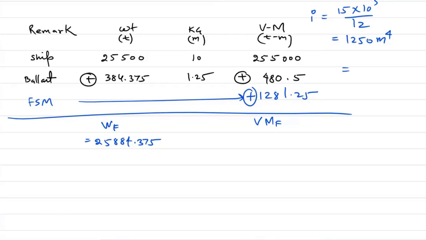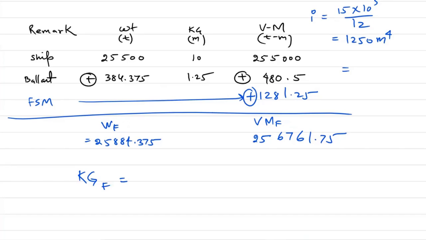Something is wrong. Let's cross check. 25500, plus 480.5, plus 1281.25, is 256,761.75. All right. So what is the KG final?